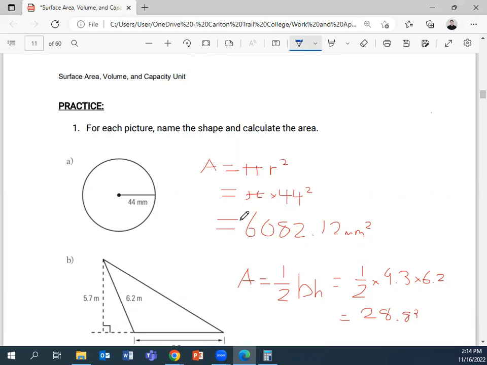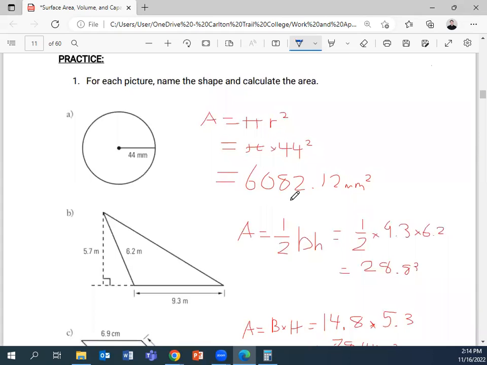So for the first one here, it's 6,082.12 millimeters squared. Again, you just take pi, you times that by 44, and that's going to give you the answer. You're going to notice I shortened it to 2 decimal places. The answer your calculator gave you went up to like 8. You don't need to write that many numbers. It's okay to round it down to a decimal point or 2. That is okay. You don't need to write the whole thing. So number 1, that's the answer there.